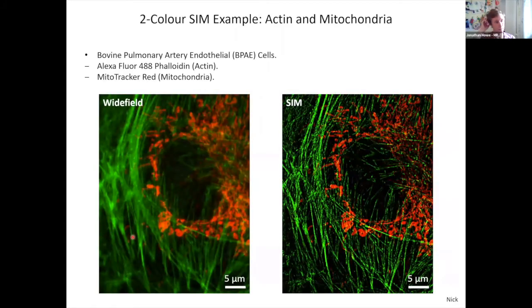Here's an example of a 2-color SIM image. On the left is the wide field image, on the right is the SIM image. This is a cow artery cell, essentially, which has been labeled with actin in green and mitochondria in red. And you can hopefully clearly see that the image resolution is enhanced in the SIM image compared to the wide field image.